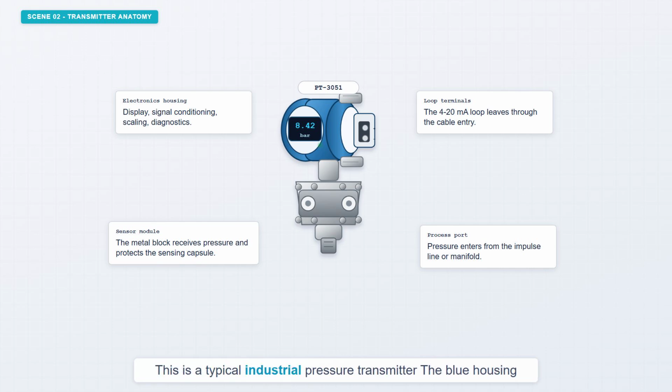This is a typical industrial pressure transmitter. The blue housing contains the electronics and display. The metal block below it is the sensor module and process connection. The cable entry carries the loop wiring. Pressure enters from the bottom.